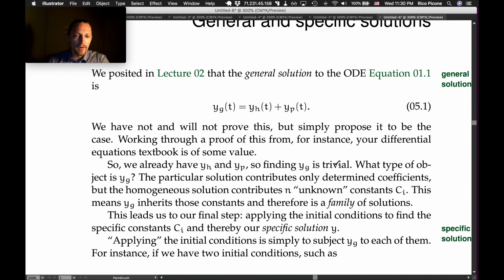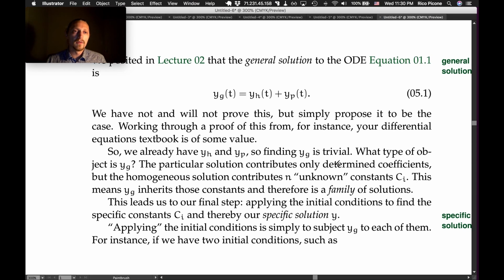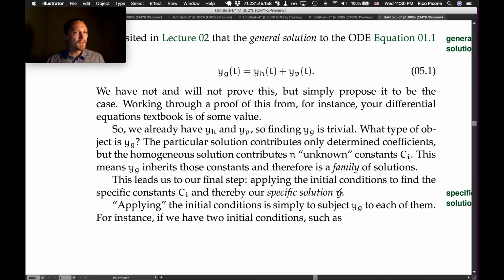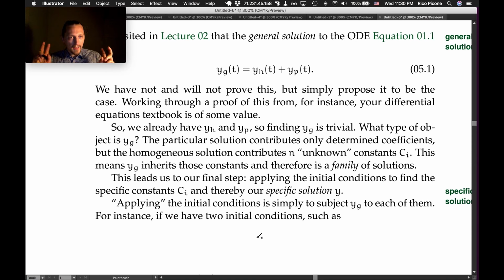This leads us to our final step, applying the initial conditions to find the specific constants Ci and thereby our specific solution y. That's what we want, right? We want a solution that is unique. And in order to get a unique solution, we need to apply the initial conditions. Applying the initial conditions is simply to subject the general solution to each of them.